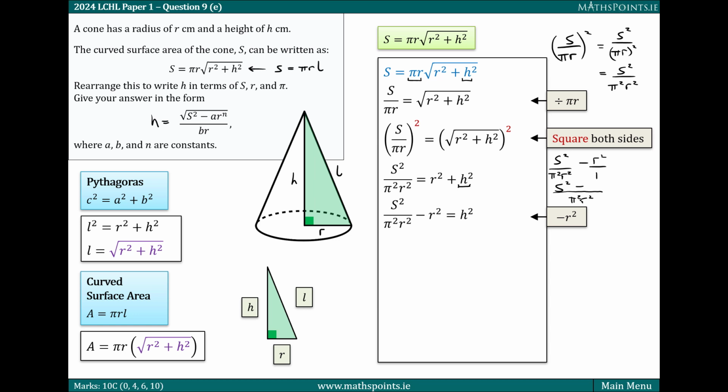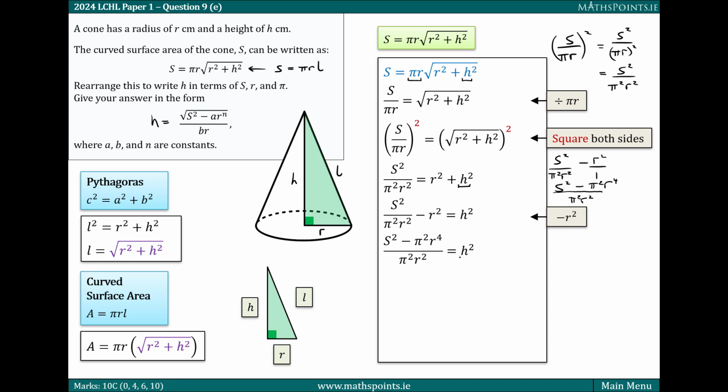And then 1 into pi squared r squared is pi squared r squared, so we need to multiply that by the r squared, so we get pi squared r to the power of 4. So that's what we're going to get on the left hand side if we find a common denominator and write it as a single fraction.